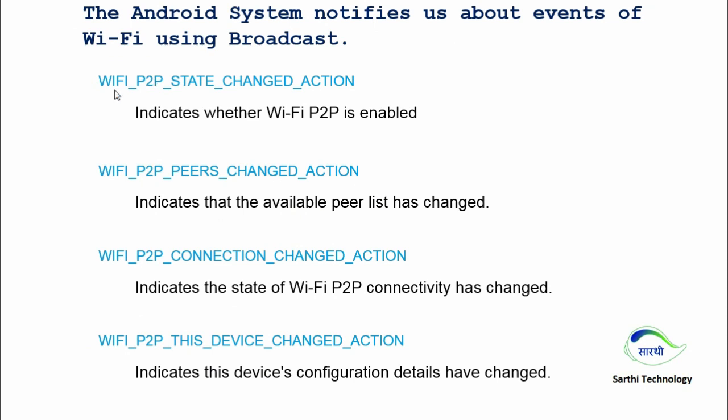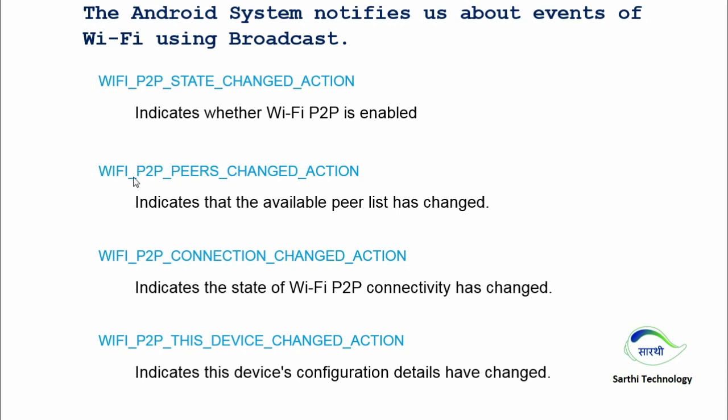So first is WIFI_P2P_STATE_CHANGED_ACTION. This intent indicates whether Wi-Fi P2P is enabled or disabled. So whenever the state changes, this intent will notify us about the current status.